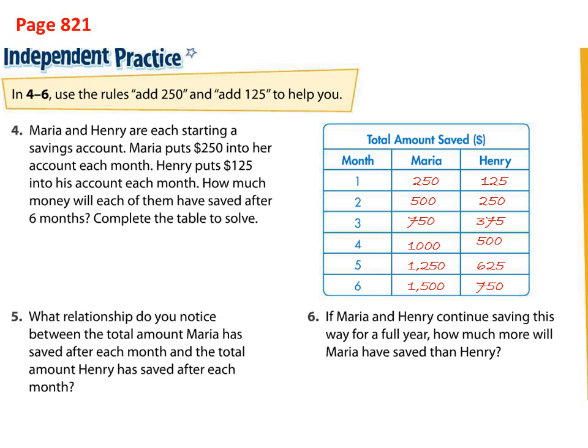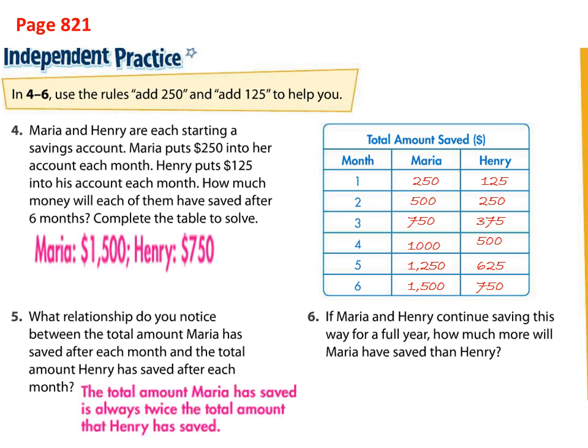500 is twice 250. And of course, 250 is twice 125, and so on. For example, for the fourth row, 1,000 is twice the 500. So now we can deduce the relationship between them. Yes, the total amount Maria has saved is always twice the total amount that Henry has saved. Question 6.